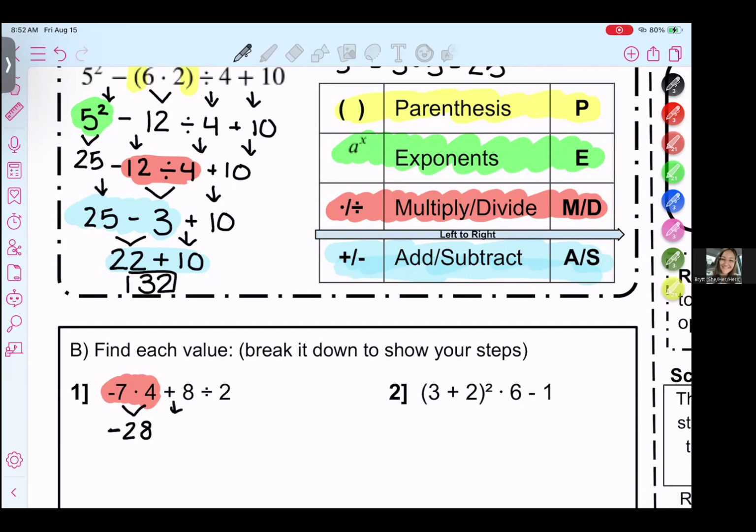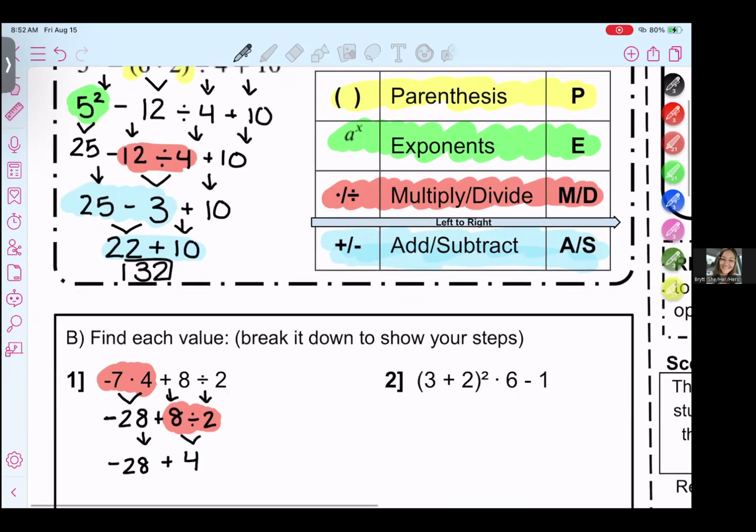and bring everything else down. Plus 8 divided by 2. Now we're still on that multiplication and divide step because we do still see some division in our problem, right? So we're going to skip over our addition and we're going to do the division first. 8 divided by 2 is going to give us a 4. And we're going to bring everything else down exactly how it's written.